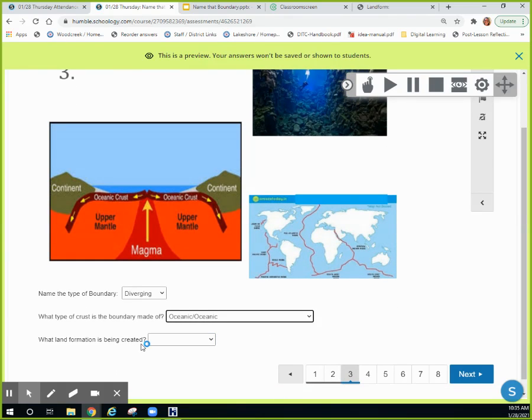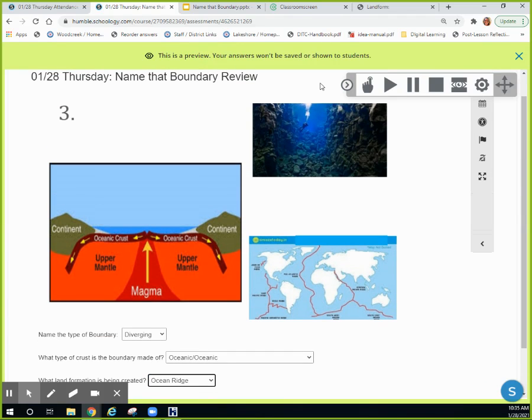And what landform is formed at a diverging oceanic boundary? So when you have ocean crust splitting apart, going in opposite directions, you get an ocean ridge. And if you look at this image, it's like an underwater valley, almost. It's underwater and you have these big rocky pieces where that new rock is building up and building up and building up. This is also where seafloor spreading occurs.